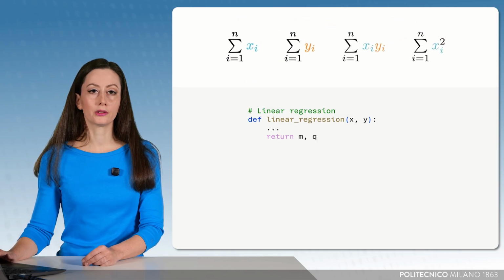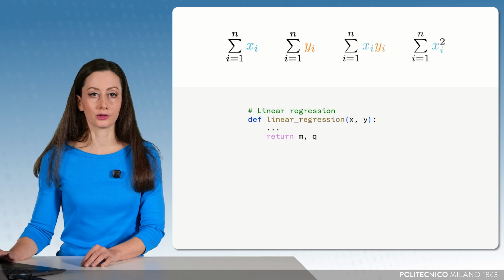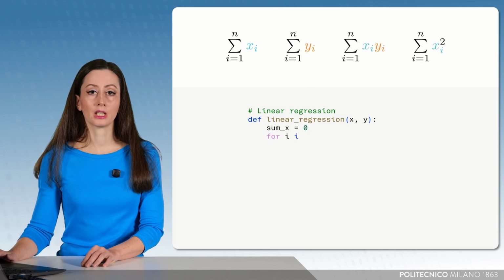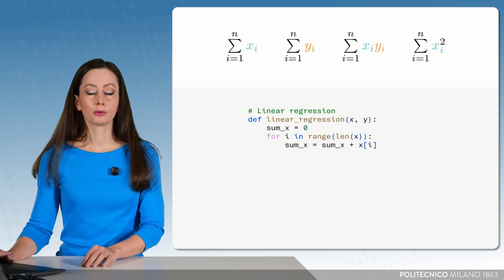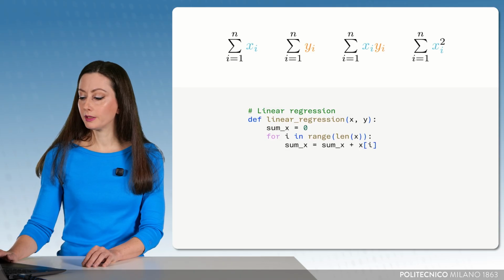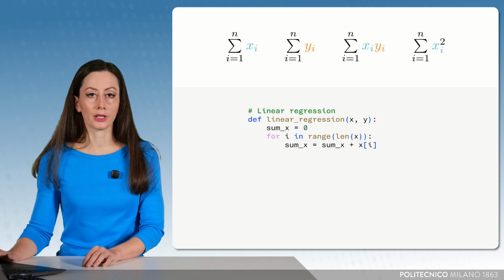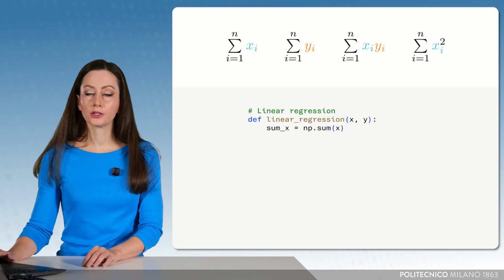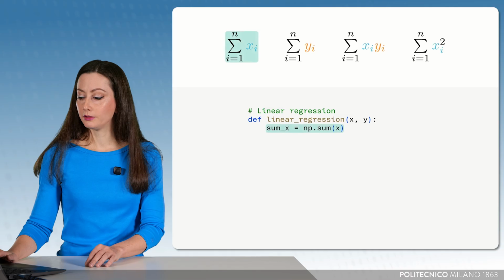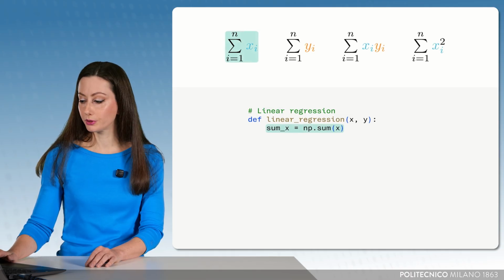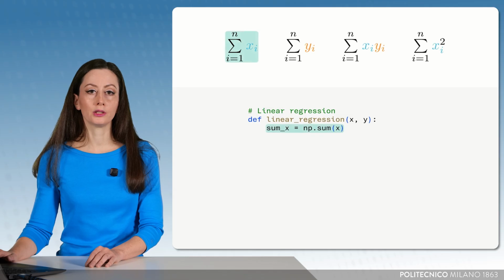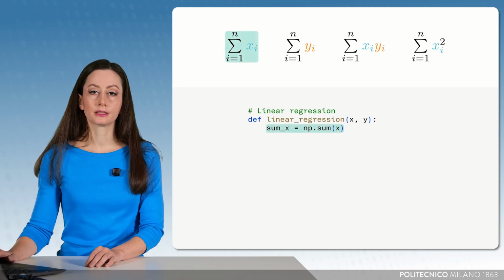We're going to write Python code to compute these 4 terms. These sums could be computed using for loops, but we are going to do it in a more concise and readable way by using the sum function from the NumPy library. This function allows us to compute directly the sum of all the elements in an array without using for loops. For example, np.sum(x) calculates the sum of all the x coordinates.